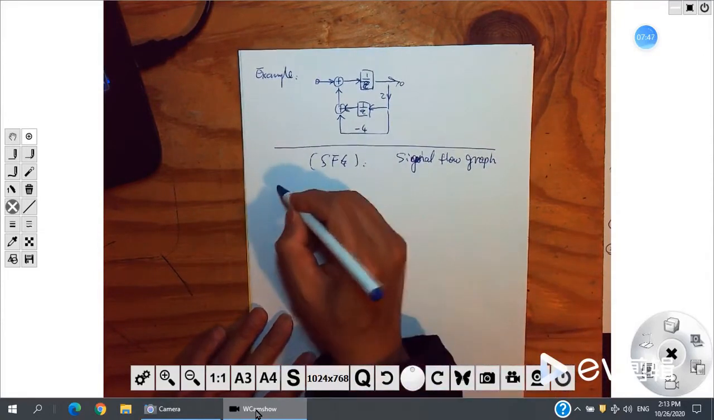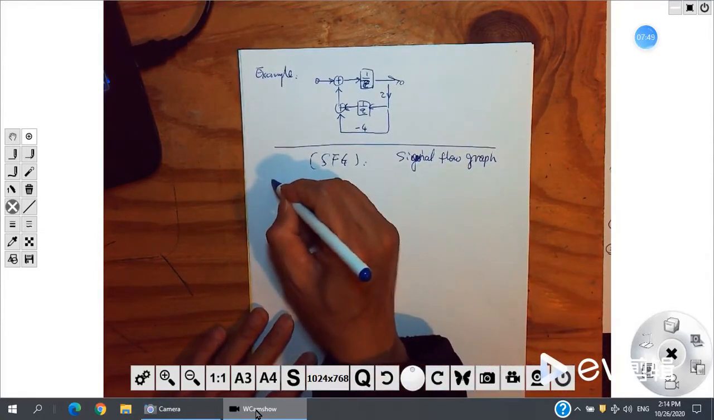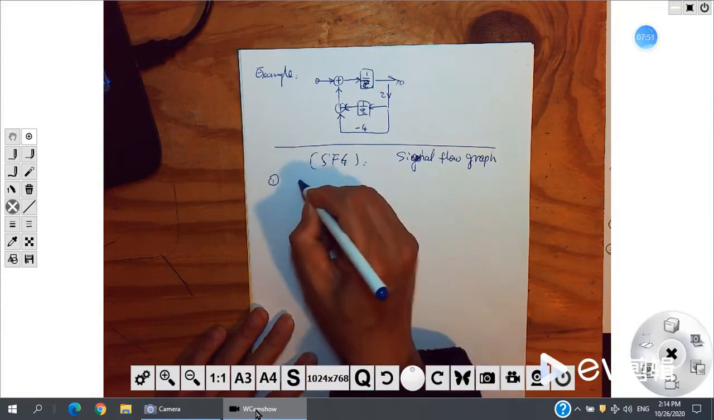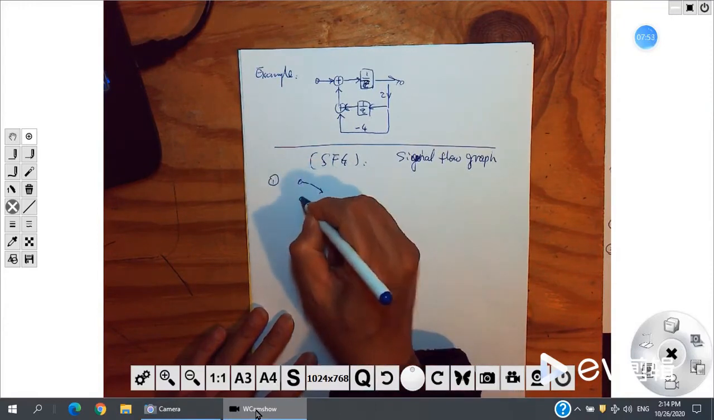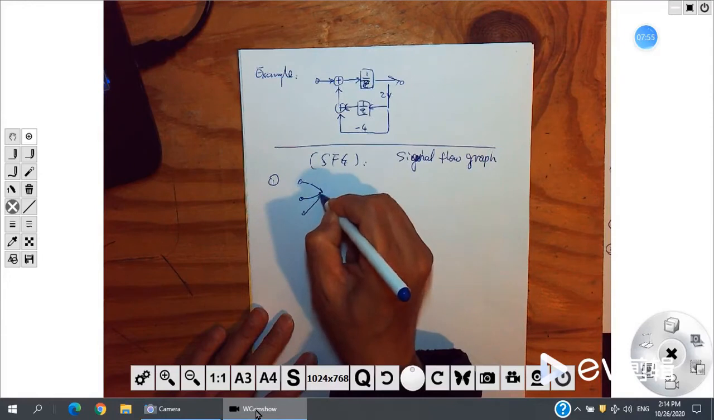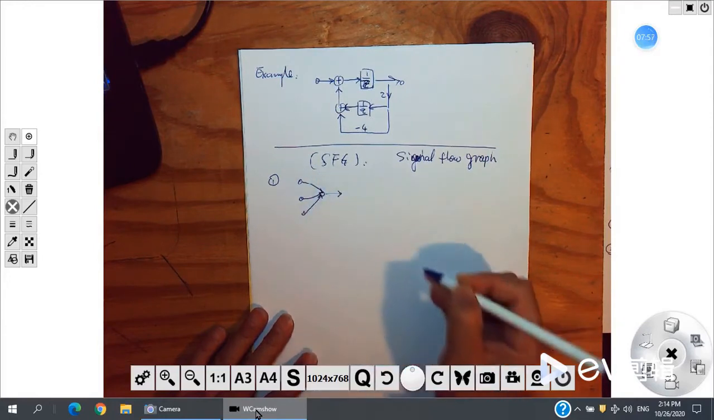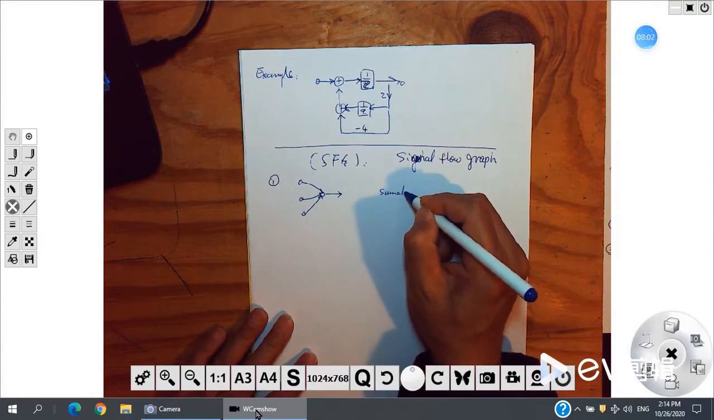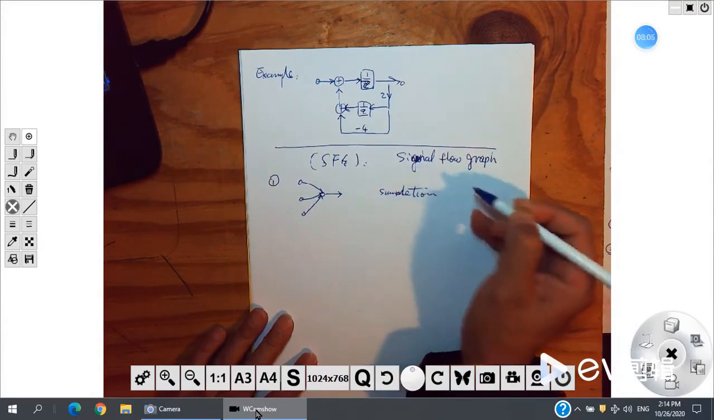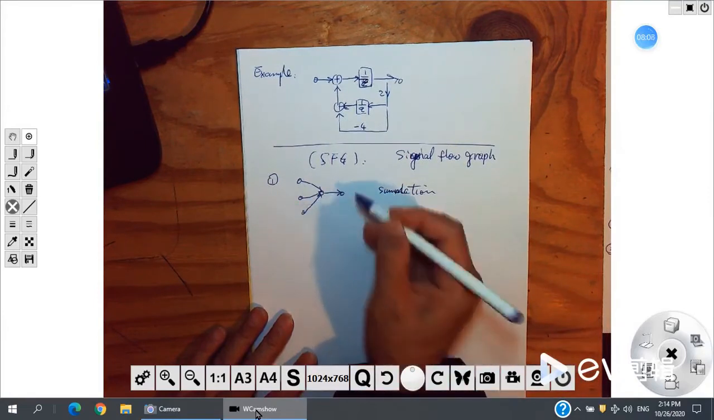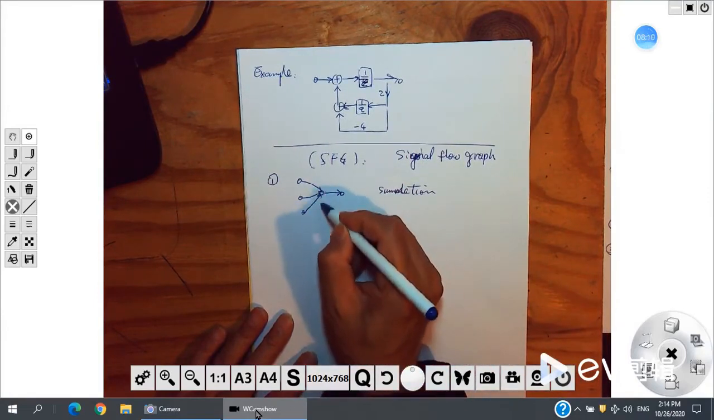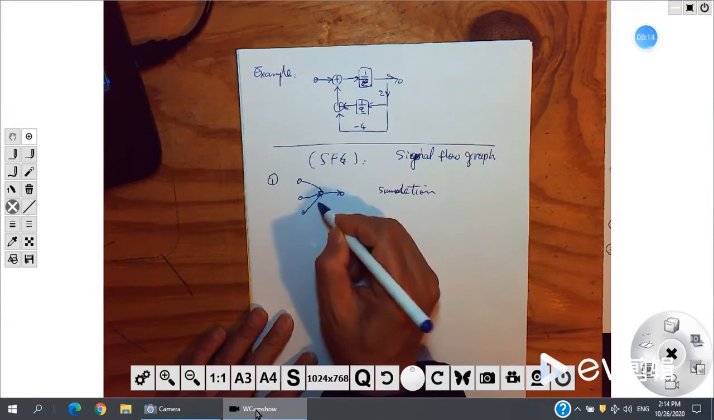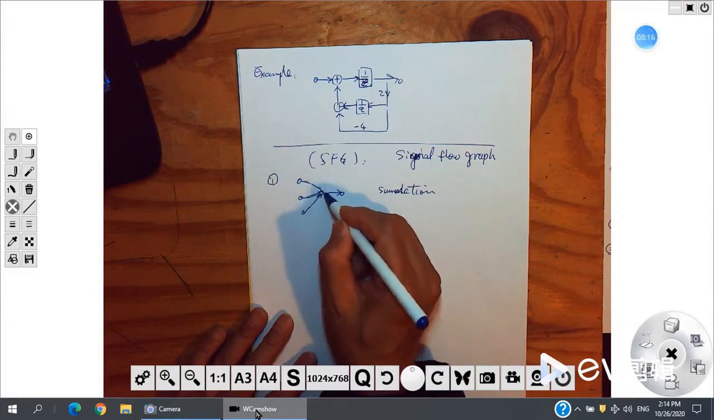Then we still have three basic pieces, but we write in this way. This is summation. You don't need to put add here. You just put a small circle, but you have several paths go into it. So this is summation.